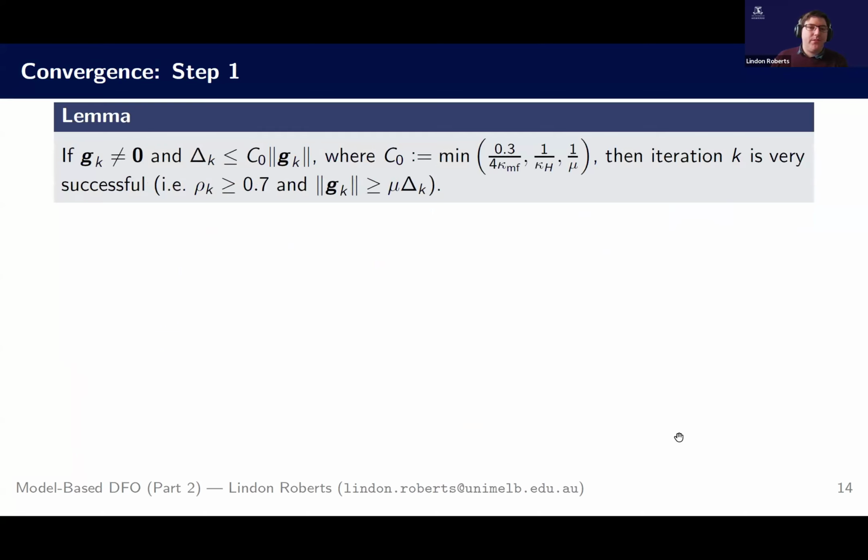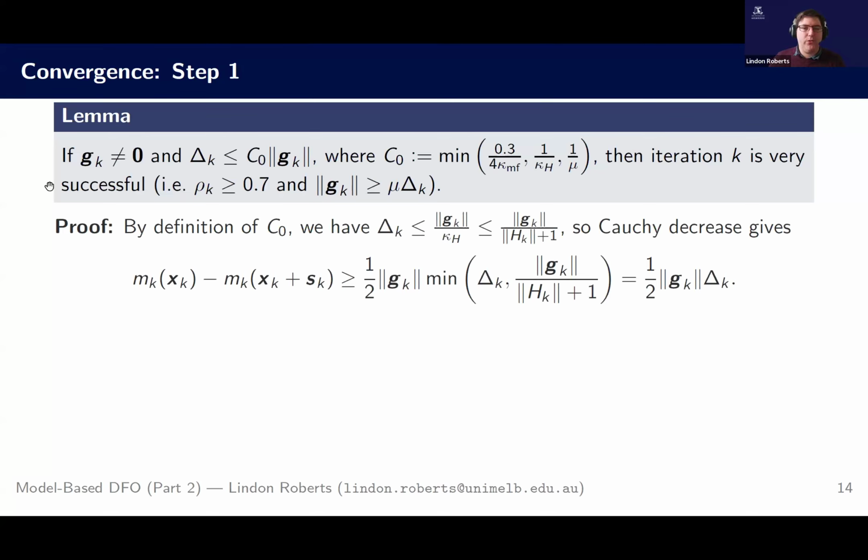Okay, there's 3 steps towards convergence. The first one basically says, if we're at any given iteration and delta is small relative to the estimated gradient, so if our trust region is small relative to the gradient, C0 is some complicated constant, then we're guaranteed a very successful iteration. So we're very happy, we take a step. So rho is close to 1 and this criticality measure is satisfied. So that's the first result we need. If delta is small relative to the gradient, then we have success.